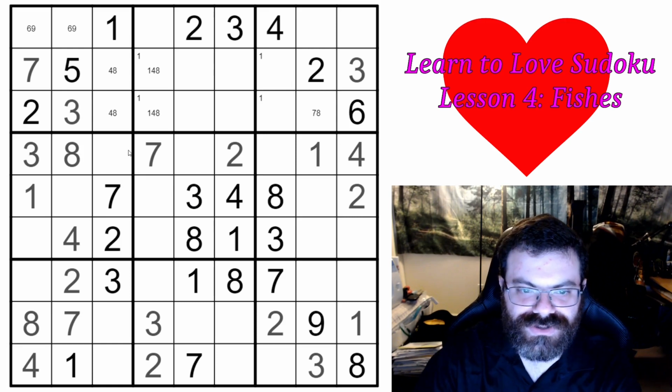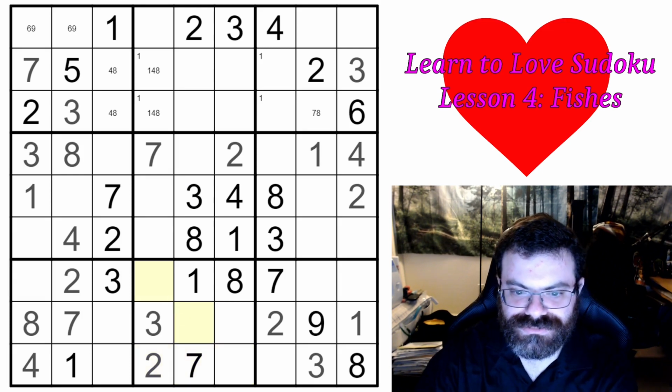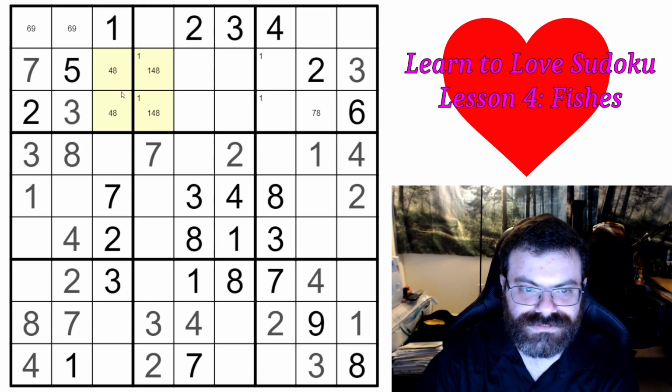Let's keep going. So I was looking at 4s. Where's 4 go in this box? 4's in one of these 2. And 4 is here. So that's a 4 and that's a 4. Did those 4s see anything interesting? No, we just have 4s limited like this now.